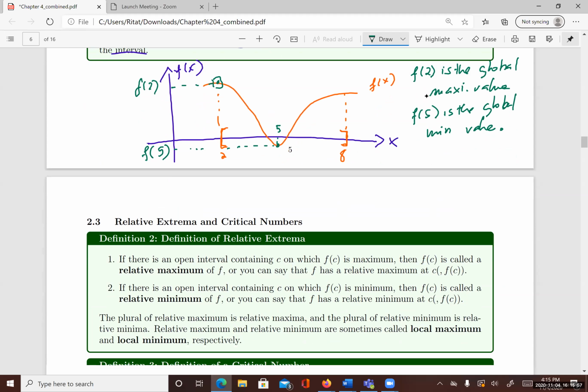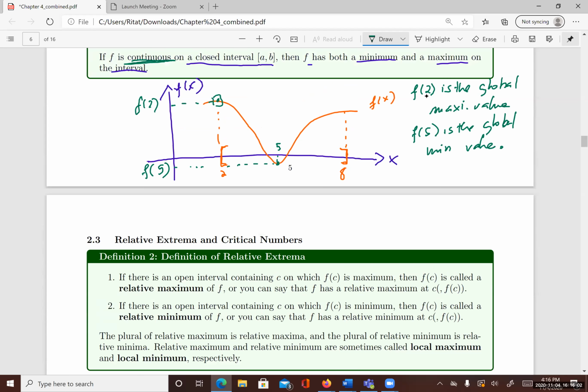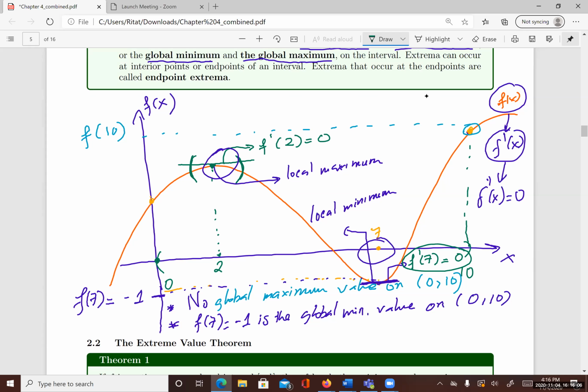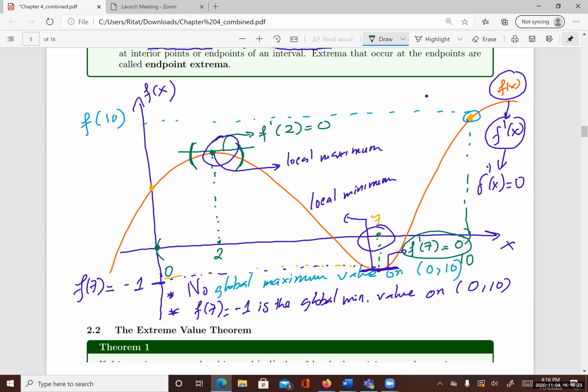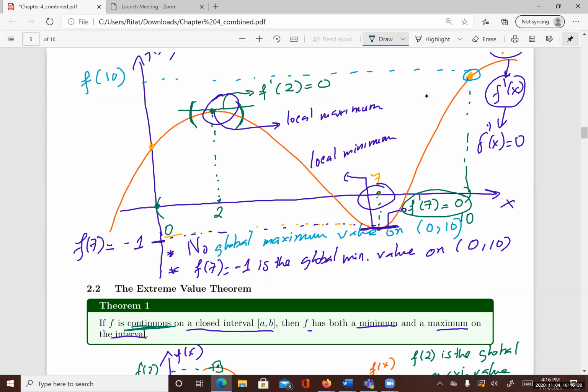So now we can discuss local maximum, local minimum, and critical numbers. As we mentioned above, these two points at x equals 2 and x equals 7 are the points where the derivative of the function equals 0. And these are very special points for the function in terms of its derivative. These two points here are called the critical points of the function. Okay.